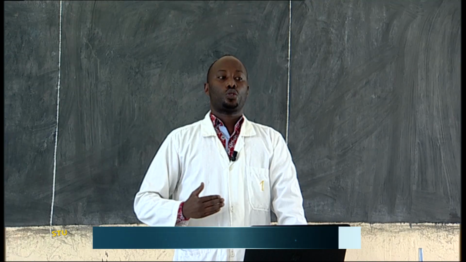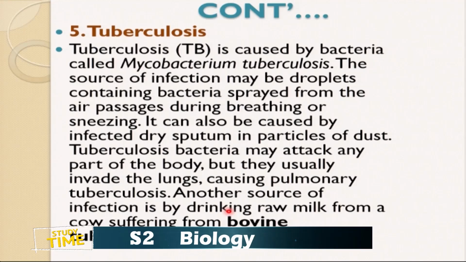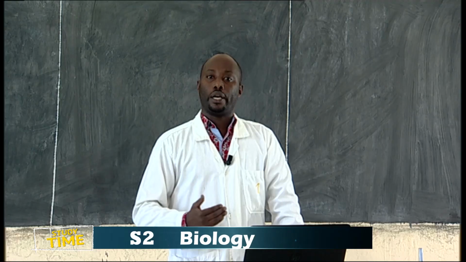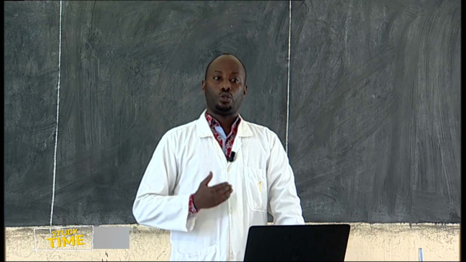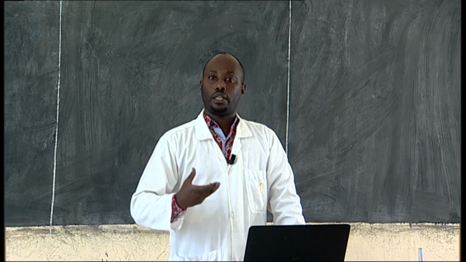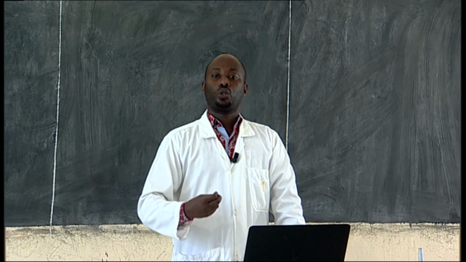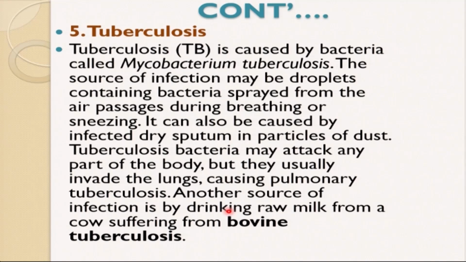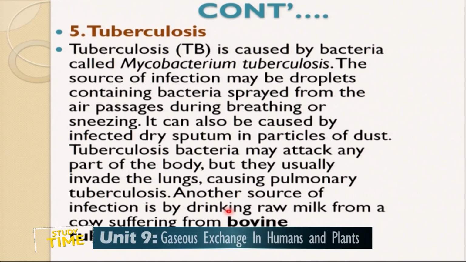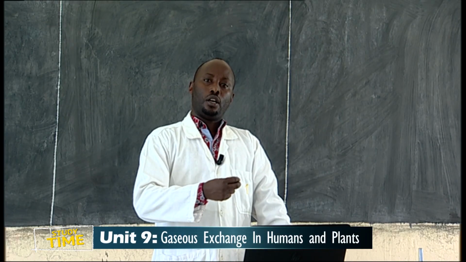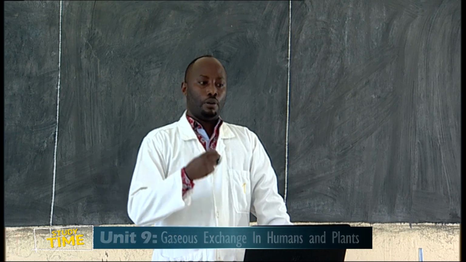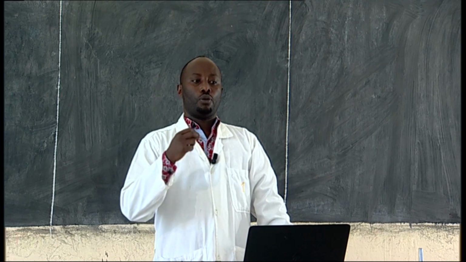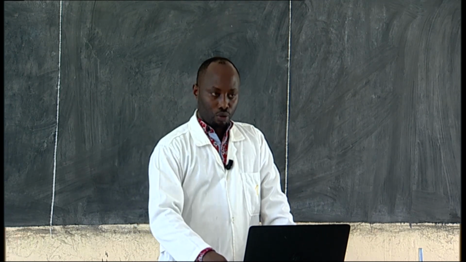We have another source of infection: drinking raw milk. People taking milk which is not cooked well are likely to suffer from tuberculosis. So it is advised for you to take milk which is well cooked. Eventually, that is from cows suffering from bovine tuberculosis. So you can take milk from cows with bovine tuberculosis, raw, and eventually you suffer from tuberculosis.